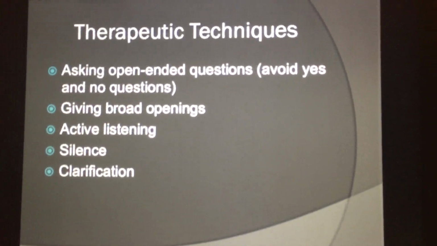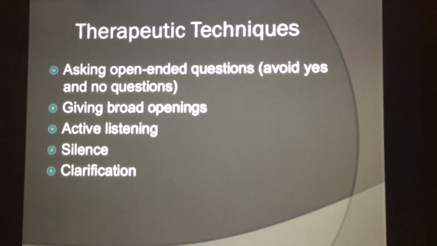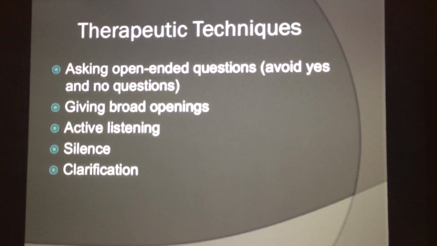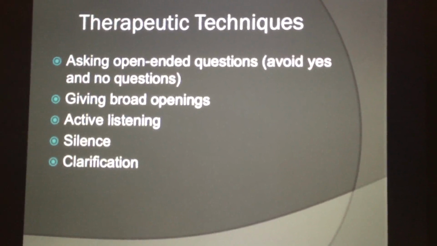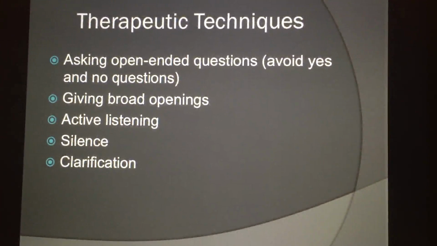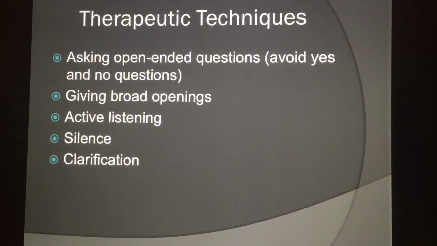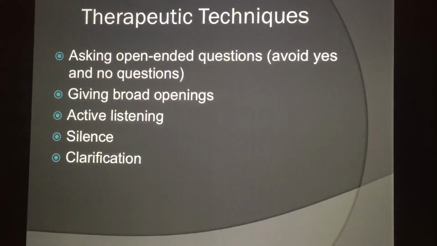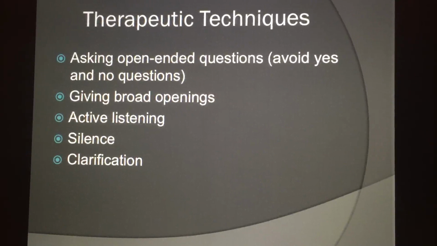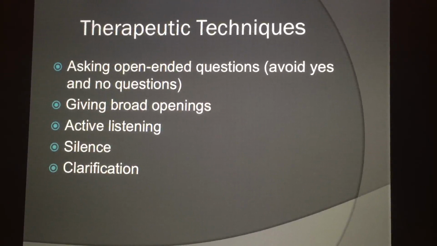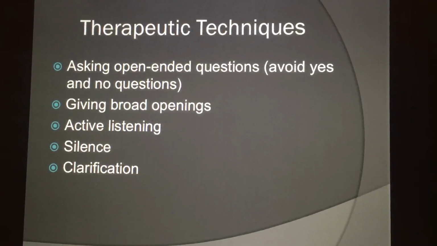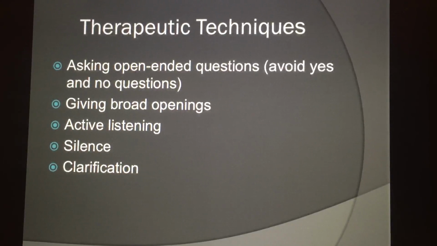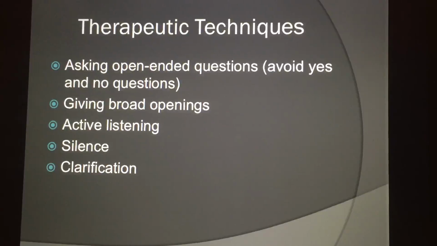So, therapeutic communication techniques. The first therapeutic communication technique is to ask open-ended questions. You avoid yes and no questions to allow the patient time to elaborate and actively participate in the communication process. You give broad openings for the patient, actively listen, use silence as a therapeutic technique to allow the patient to continue, and you also use clarification.